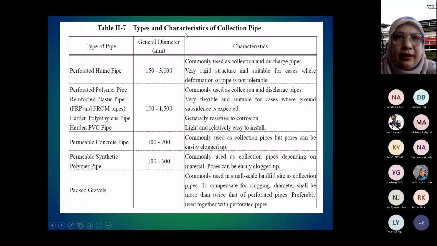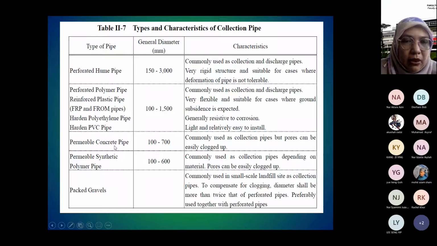Okay, so what are the types and characteristics of the collection pipes? Pipes should be perforated Hume pipe, with a diameter around 150 to 3000, and the characteristics of this pipe is that it is used as collection and discharge pipes, a very rigid structure, suitable for cases where deformation of pipes is not tolerable. Another type is perforated polymer pipe, reinforced plastic pipe, hardened PVC pipe, commonly used as collection and discharge pipes, light and relatively easy to install.